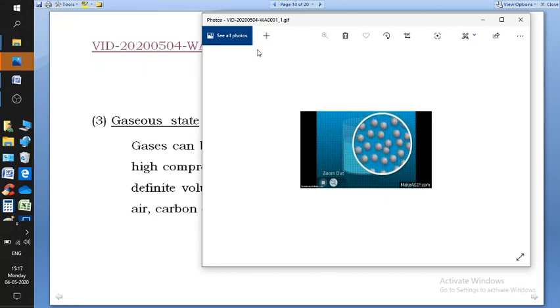So this is how the particles of any liquid or any matter in a liquid state look. They are constantly moving and they are loosely packed. They're not that tightly packed when compared to solids. So they can move around here and there, and therefore they have the tendency to flow.